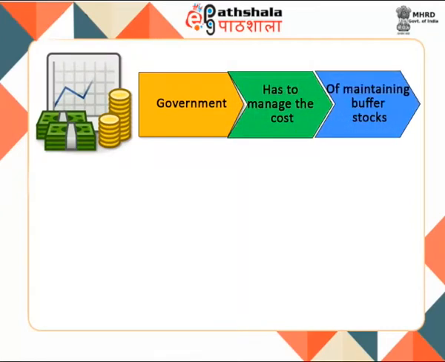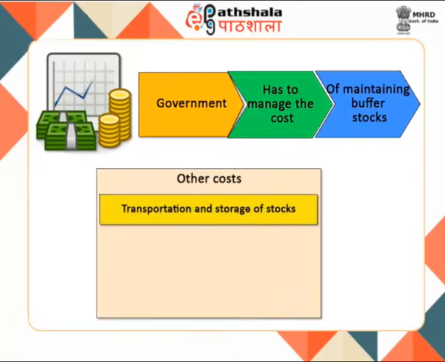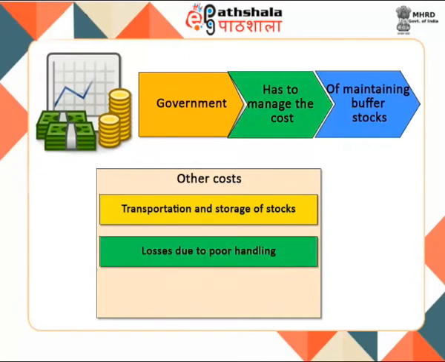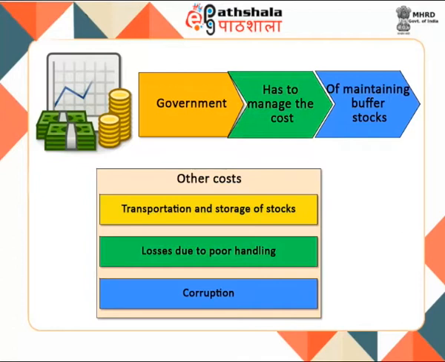As such, the stocks exceed the norms, with the implication that the MSP and food subsidy is being allocated to a much larger share of output. Cost of transportation and storage of stock is also relevant. Losses due to poor handling and corruption all add to the high cost of buffer stocks.